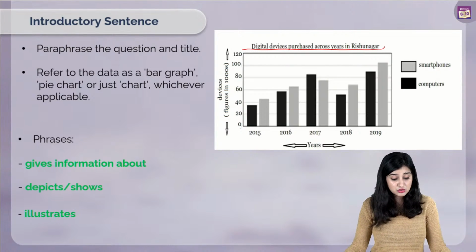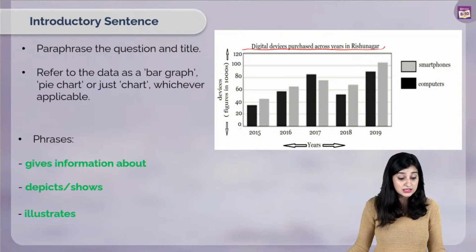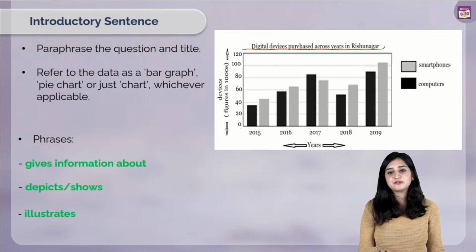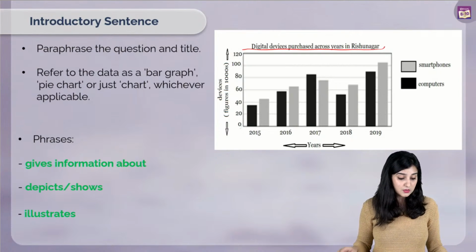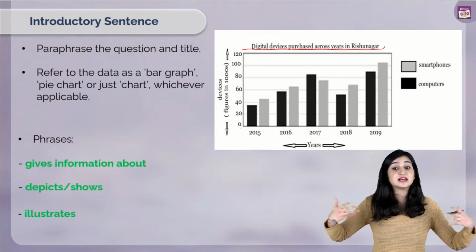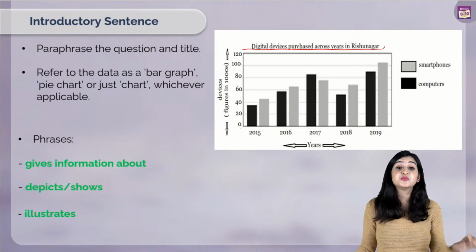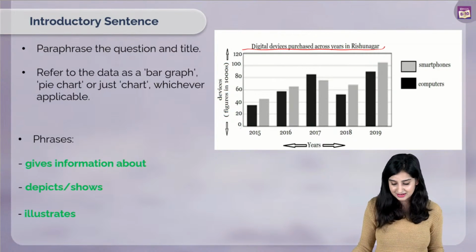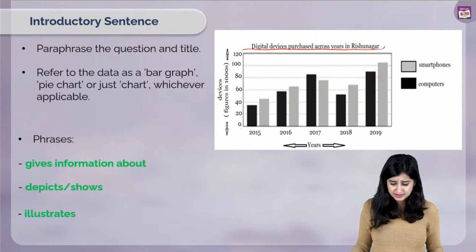Okay. And so here we can use some phrases that you can keep in mind, and here are the phrases you can take a look. Gives information about, depicts or shows, illustrates. So what is the graph doing? It's providing visual information to us about a specific thing, correct? So we can say it gives us information, we can say it illustrates, we can say it depicts. Okay, depicts means what? It represents. Okay, so we are going to use words like these in our paragraph. Okay, so let's try writing an introductory sentence, and let me use these phrases for you and give you a few examples.